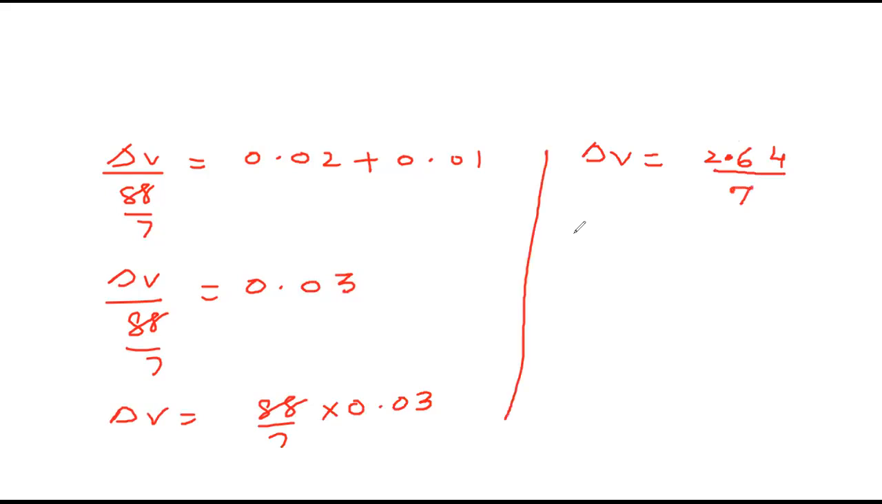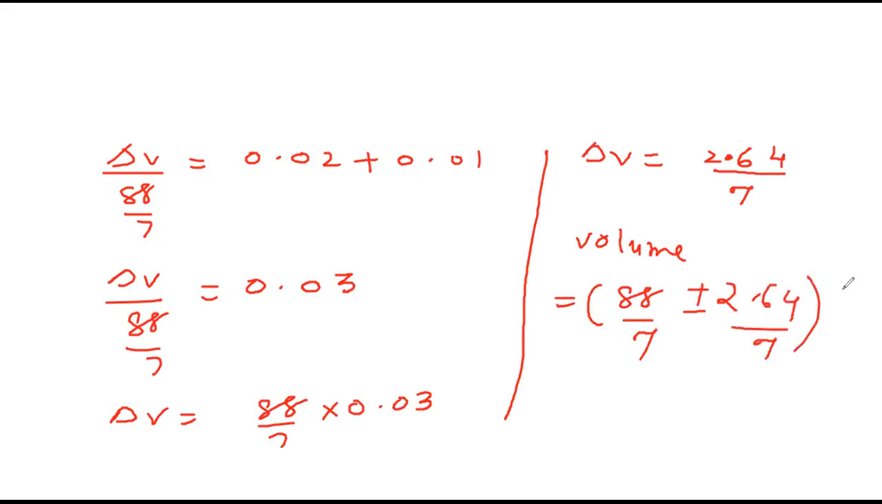So therefore now volume becomes 88 by 7 plus or minus 2.64 upon 7, that many centimeter cube. Right. In exam, generally values will be such that it will be divisible. मैंने ऐसी value दिया था, I didn't got divisible. Method you have to understand.